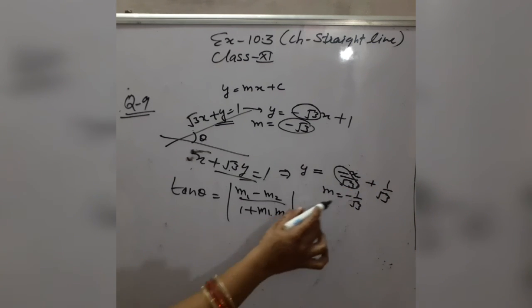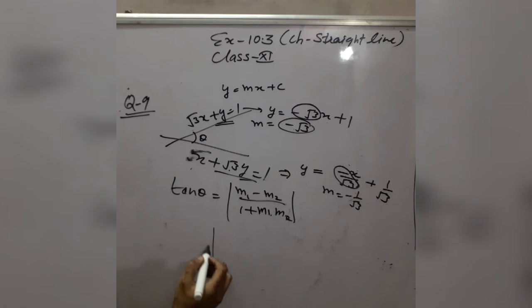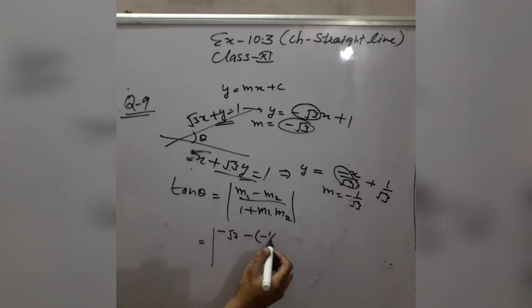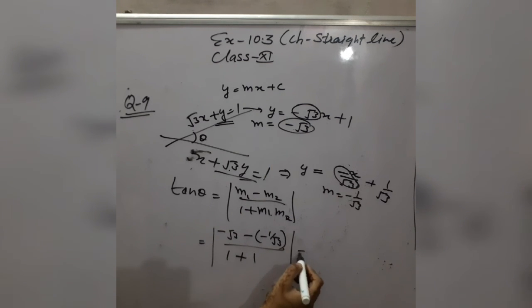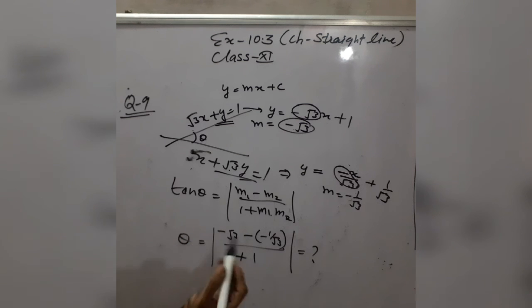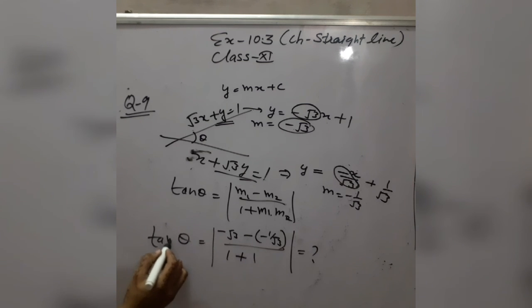So use these values of m1 and m2 in this formula. Here in place of m1 write down -root 3, minus (-1/root 3), divided by 1 plus, multiply these two, it becomes plus 1, and when you simplify it you will get the value of tan theta, and with the help of tan theta you can find out theta. So in this way you can find the angle between two given lines.